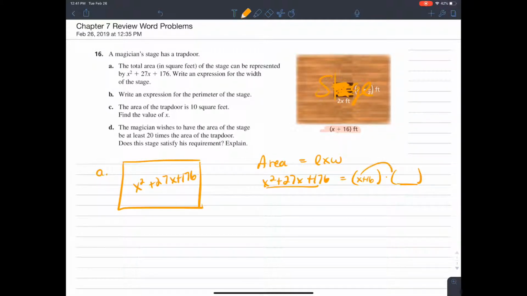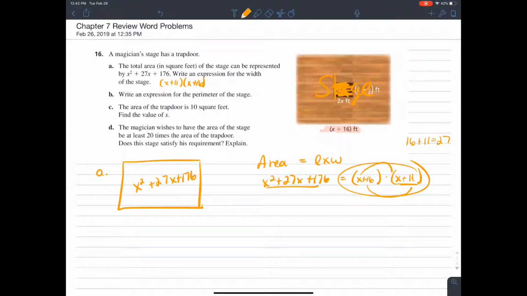Well, obviously x times x would have given us x squared. I'm not sure what number times 16 is 176, but I do know that when I added the x's together, I got 27. So 16 plus 11 must have given me the 27. So our dimensions were x plus 11 and x plus 16. We could double check that, and we do see that 11 times 16 is 176.